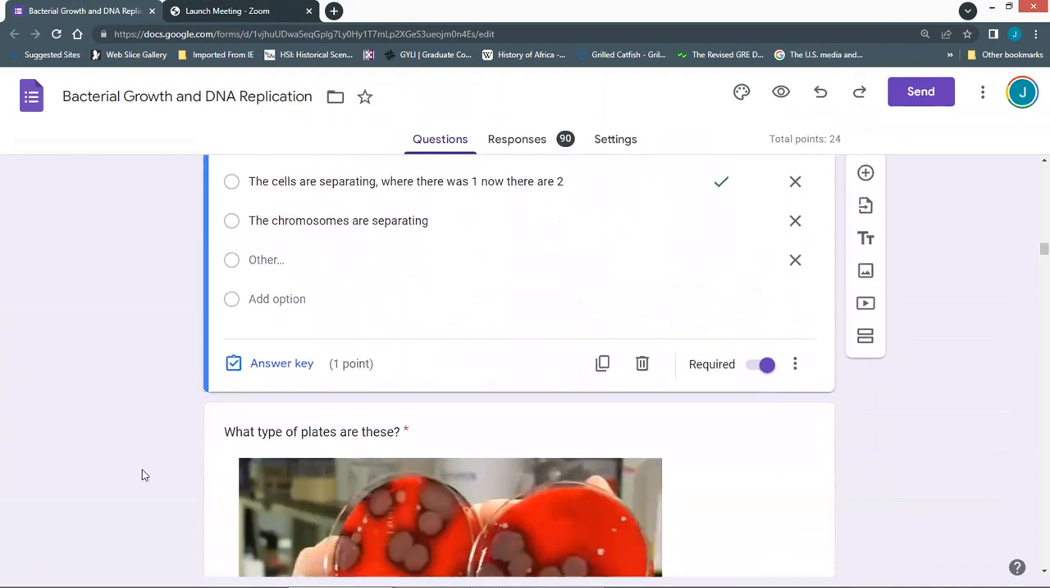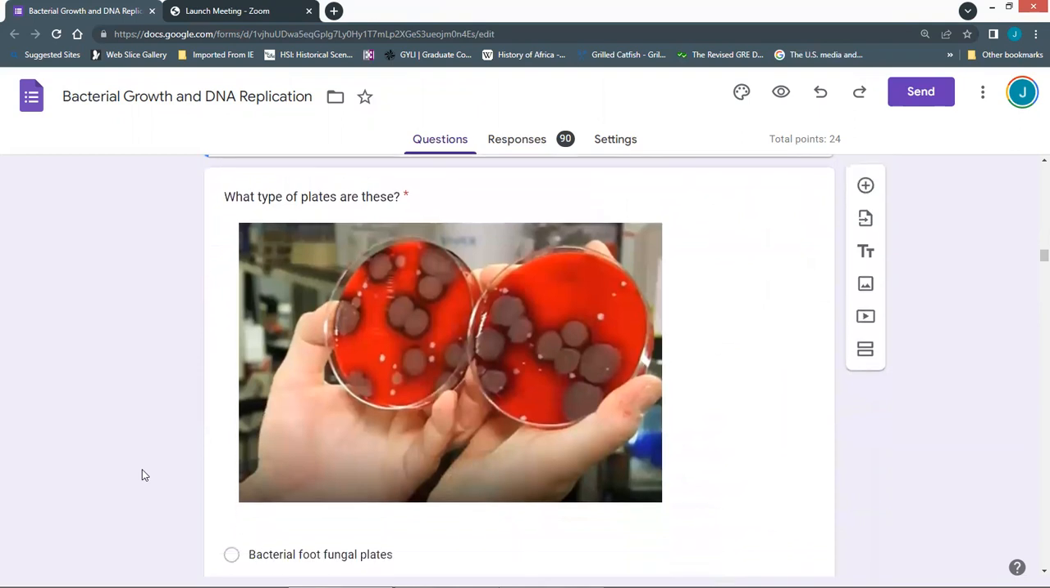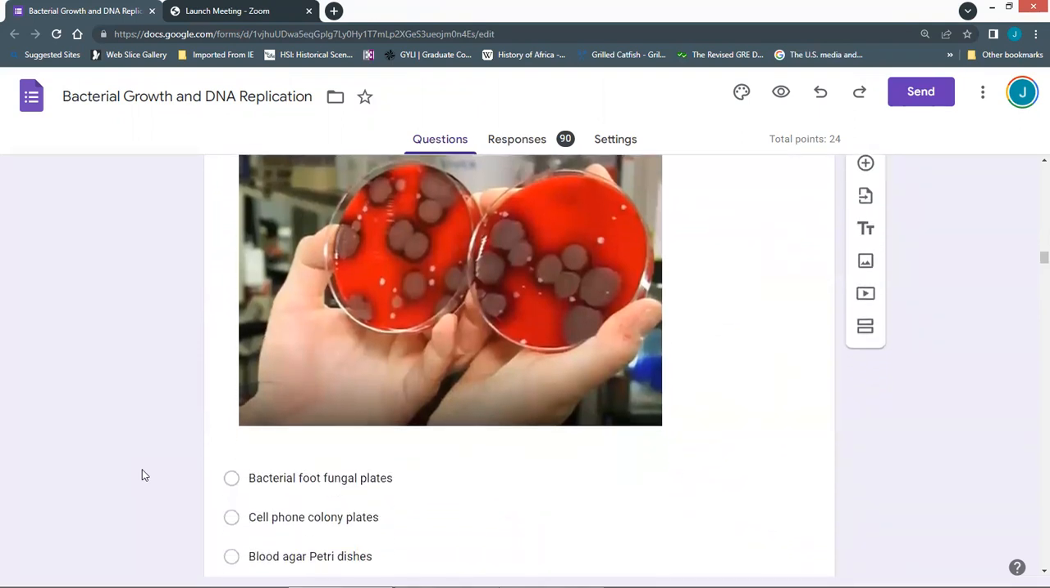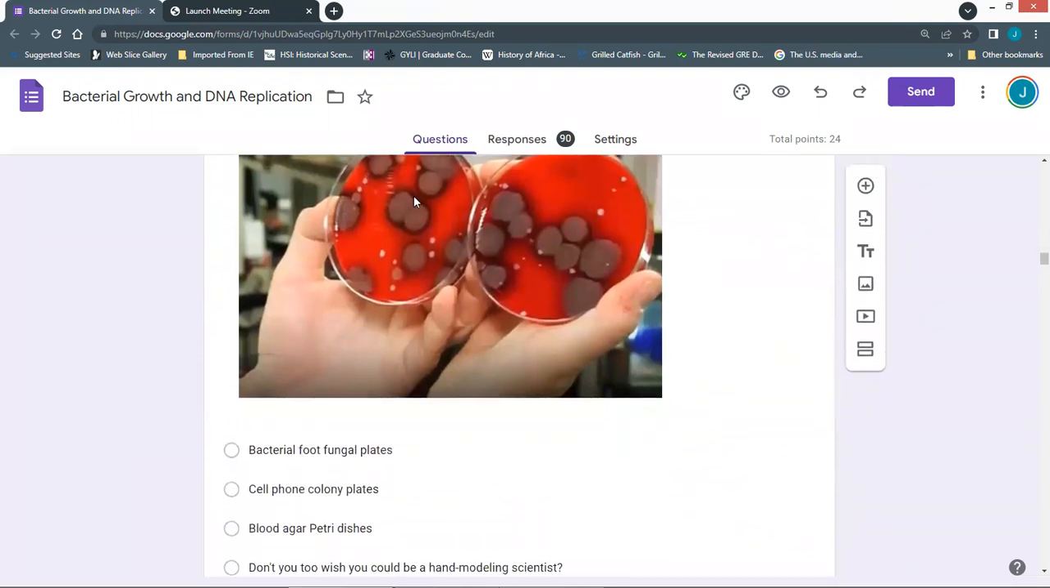What kind of plates are these? These are blood agar plates, or blood agar petri dishes. So the red's coming from sheep blood. We watched a 2-minute video on the exact video that this picture was pulled from. And we have different colonies here. These are likely bacterial colonies.